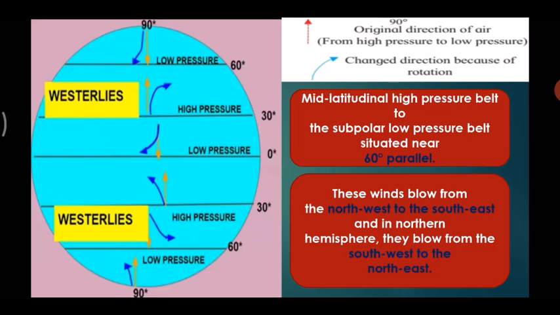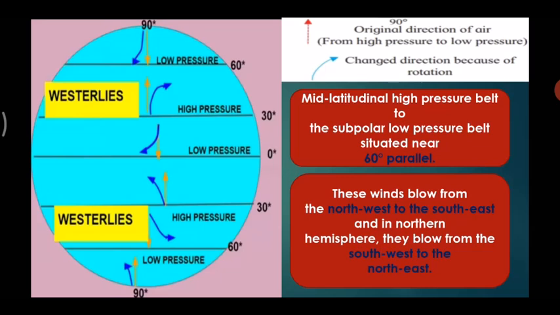So here, the original direction and the change direction of wind because of the rotation of the earth. Now, where are these westerlies blowing? They blow from the mid-latitudinal high pressure belt. As I told you before, from mid-latitudinal to subpolar, that means upwards they blow. So where are the westerlies blowing? From the mid-latitudinal high pressure belt to the subpolar low pressure belt.